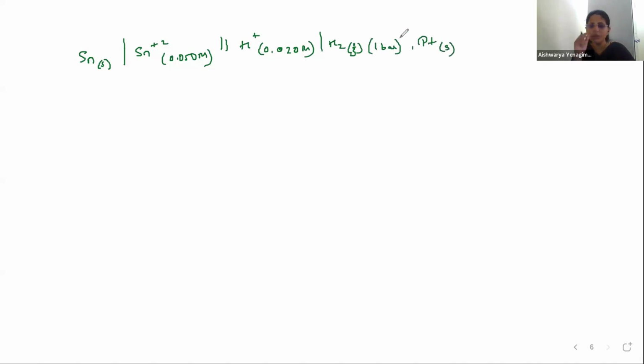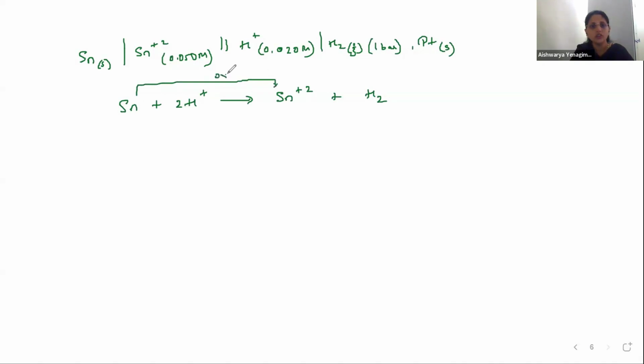Fine. What do you have to do for this? You are going to write the Nernst equation. So first write the equation. Sn and H+ are there. Fine. So what happens to Sn? Sn is becoming Sn2+ and H+ is becoming H2. Is that right? So for H2 to form, I want 2H+ here. Is that correct? Okay.